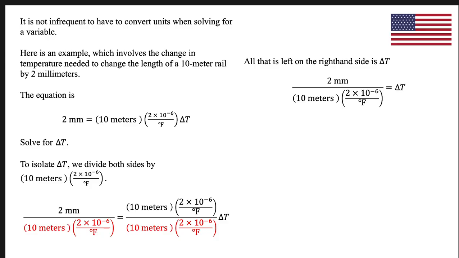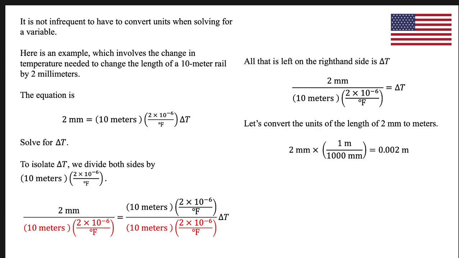That's what it looks like now, and we have a little bit of a problem because we have millimeters in the numerator and meters in the denominator. Those units don't cancel. We're going to have to convert one of them. So let's convert the unit of the length of 2 millimeters to meters. There are 1,000 millimeters in a meter, so we multiply by 1. 2 millimeters times 1 is 0.002 meters.